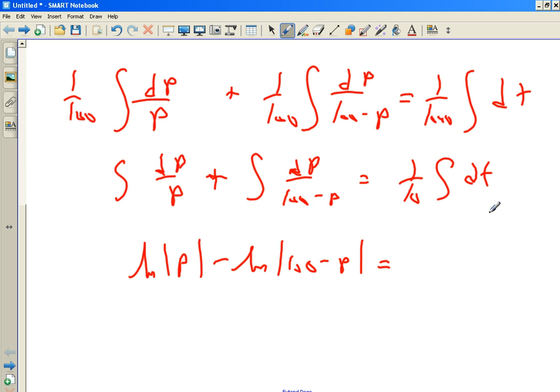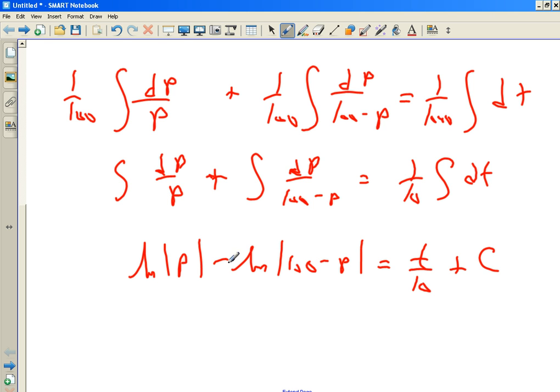Equals, well, we said this part was easy. What do you get? T over 10 plus some constant. Technically, there's a plus a here, a plus b here. Combine them on over here to plus c. That's why they always say plus c. But you really don't need two constants. Just group them all together as one. Well, fine. We got rid of the derivatives. The integrals are done. But do you have p as a function of t?